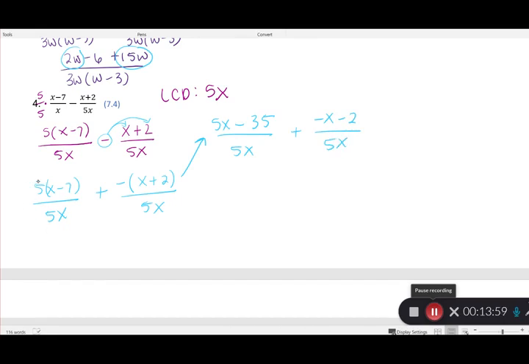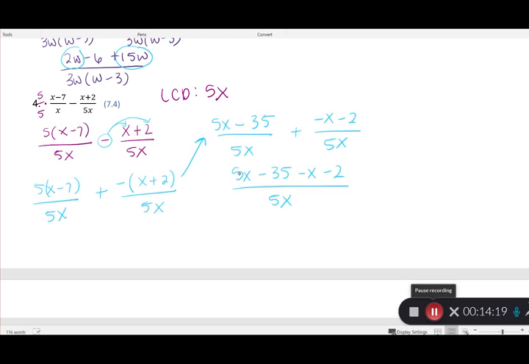I see a lot of students do that. They multiply, they get the LCD, and then they cancel it back out. Well, if you cancel it back out, now you can't add them. So you want it to be unsimplified for a couple minutes while we're trying to work. So 5x minus 35 minus x minus 2, all over 5x.